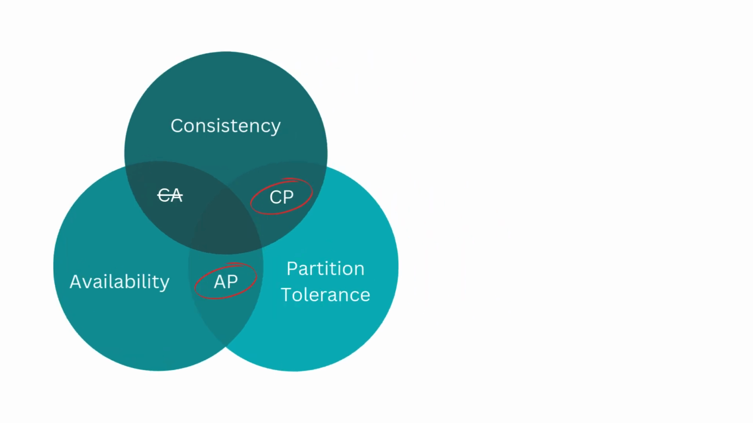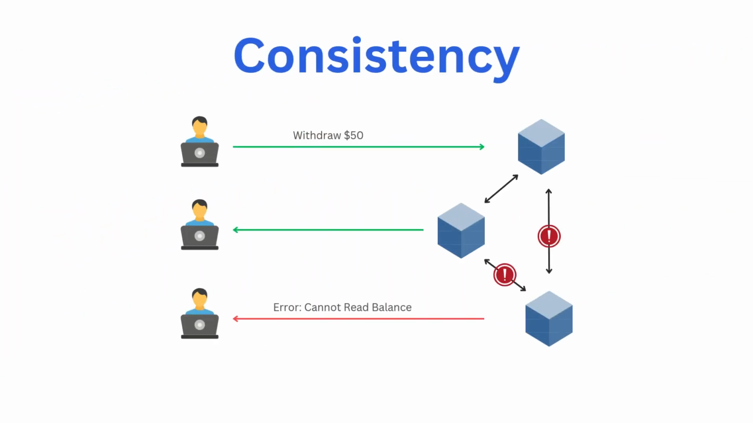In a banking app, consistency is critical. If you withdraw money from an ATM in one location, the system needs to ensure that no other ATM or app lets you access the same money until the transaction is fully processed. To maintain this consistency, the system might temporarily refuse certain operations, like a balance inquiry, if a network issue prevents it from syncing with other nodes. This sacrifices availability but avoids errors that could lead to serious financial problems.